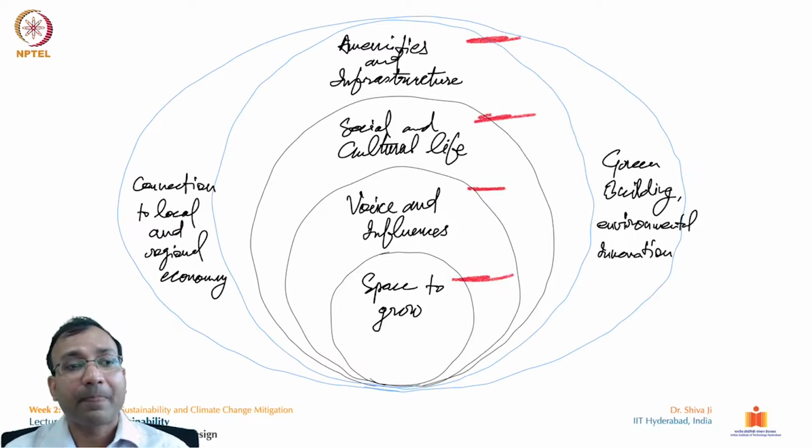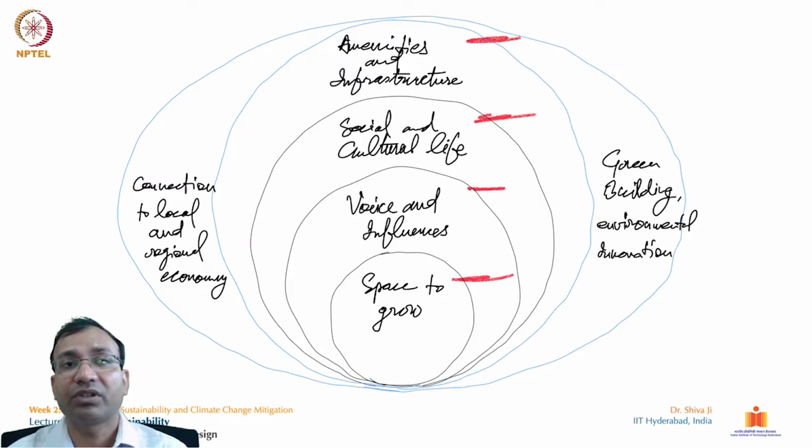Here, if we see, this talks about how things progress from one level to another. So, at the first level, it talks about space to grow, flexible planning, housing, infrastructure, and services that can adapt over time, along with use of buildings and public spaces. And at the next level, it talks about voice and influence, the government structures to represent future residents and engage new ones in shaping local decision making and stewardship.